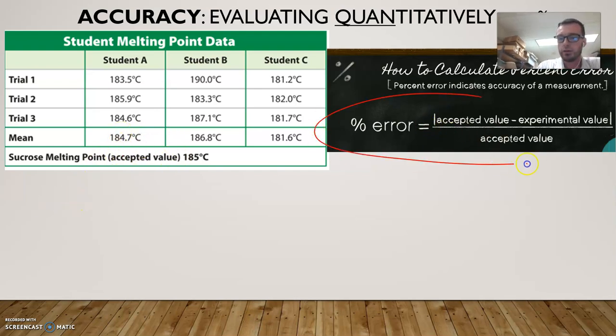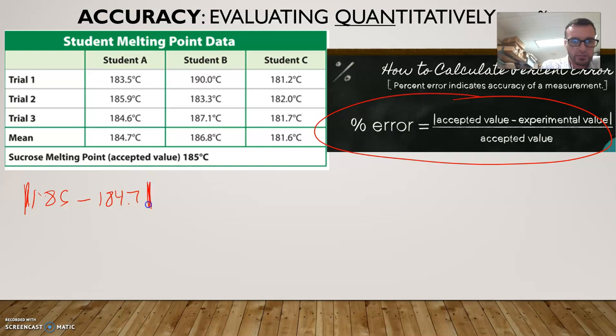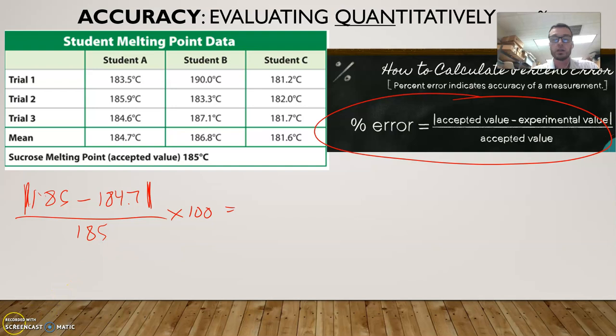So I'm going to do it for student A. If I follow that formula, it's going to be the accepted value, which is 185, minus the experimental value, which is 184.7, absolute value on the top, divided by the accepted value, so that's 185, and then times 100. I'm going to pause the video here for a second and pop the answer up. Go ahead and put it into your calculator, hit pause, and then check back in when you have your answer.